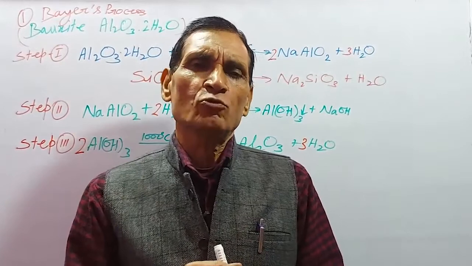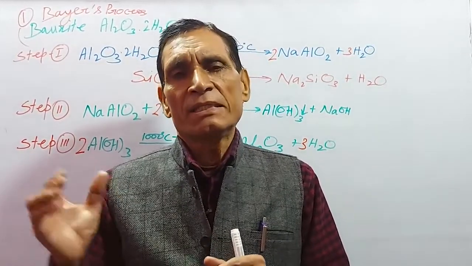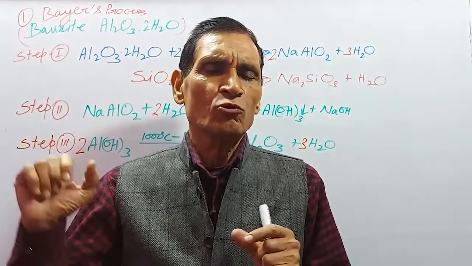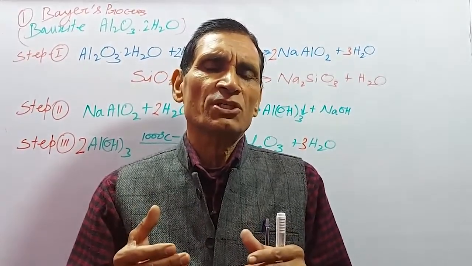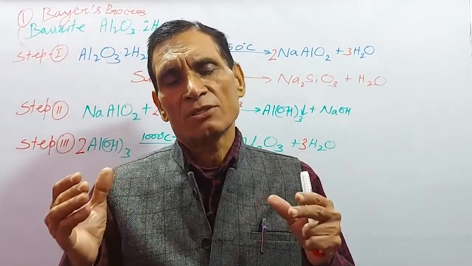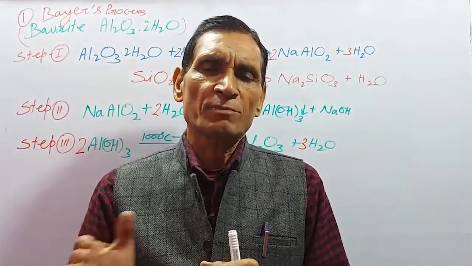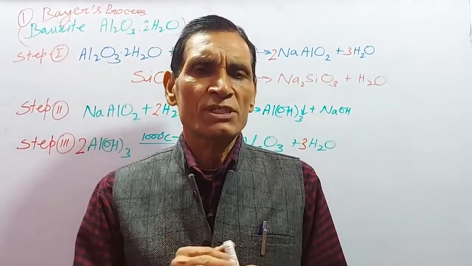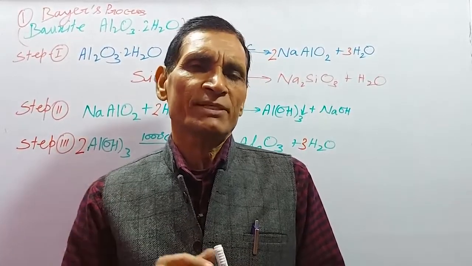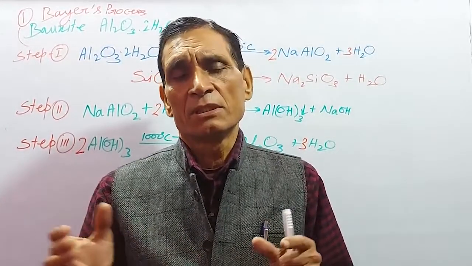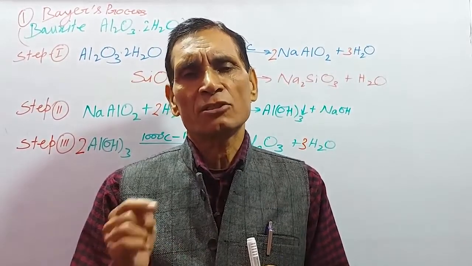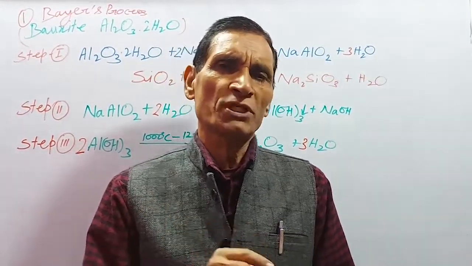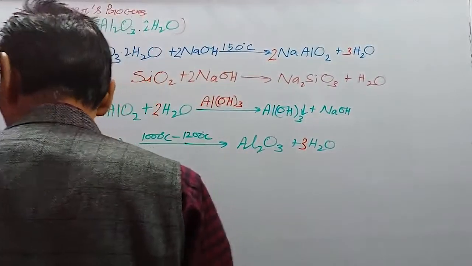That sodium meta-aluminate, in the next step, is extracted. That sodium meta-aluminate solution is heated to a temperature of about 60 degrees centigrade, and carbon dioxide is passed through the solution in the second step. In that process there is formation of aluminum hydroxide, and that aluminum hydroxide in the third step is heated strongly up to 1000 to 1200 degrees to get pure bauxite or alumina.